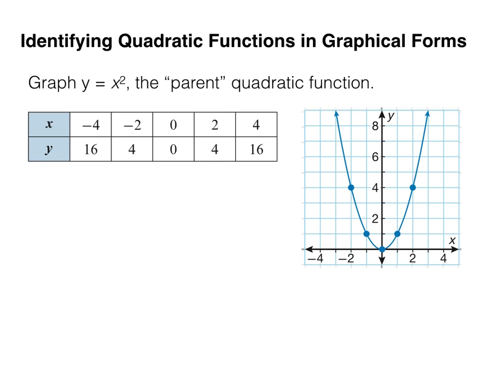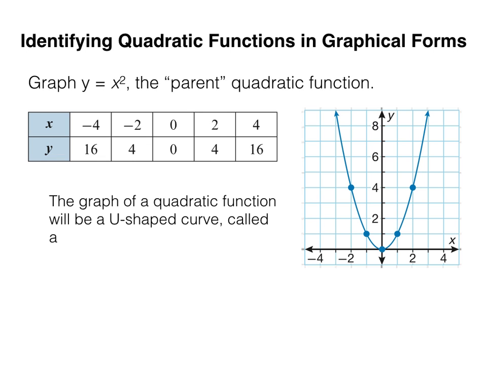And I can see that we have this type of U-shaped curve. This is the graph of a quadratic function. It will look like this. Part of the curve is going to be decreasing, and then at the vertex, or at the minimum value in this case, the graph changes direction.